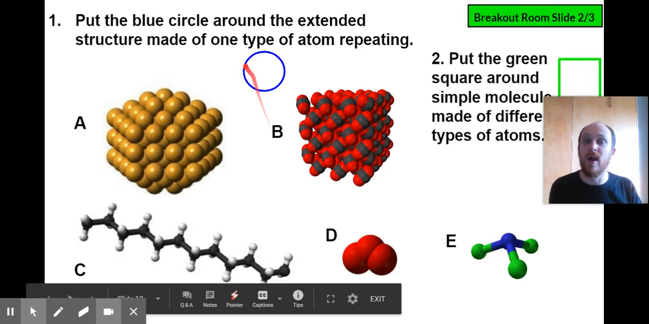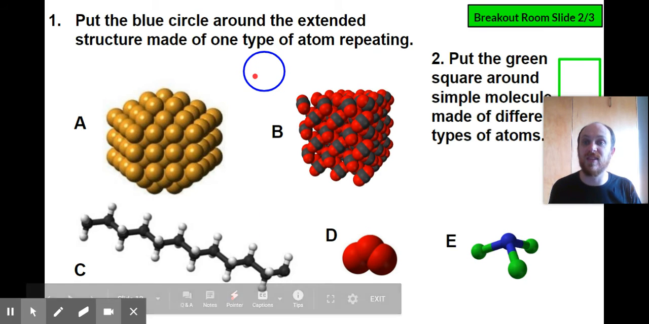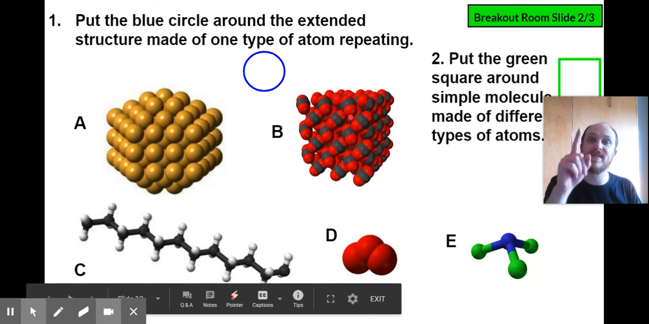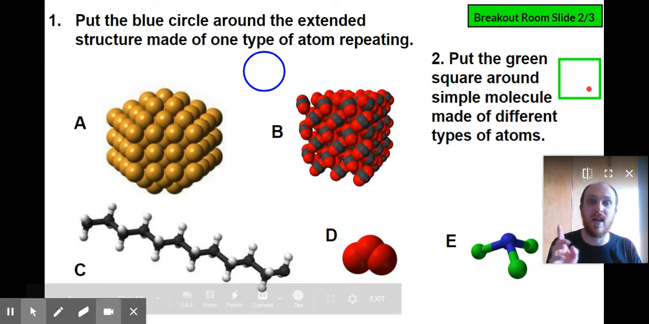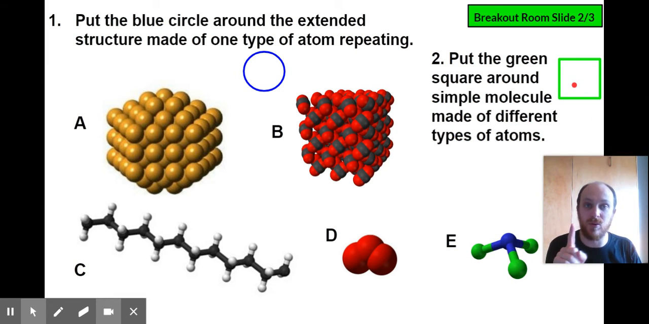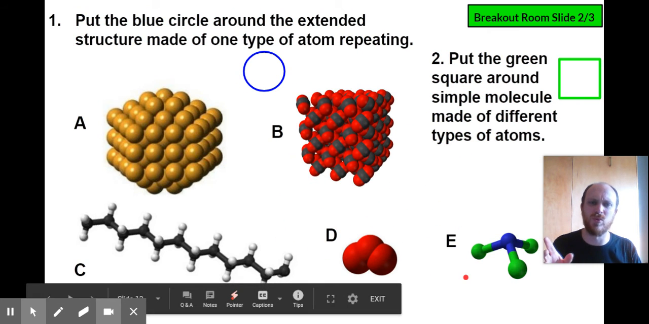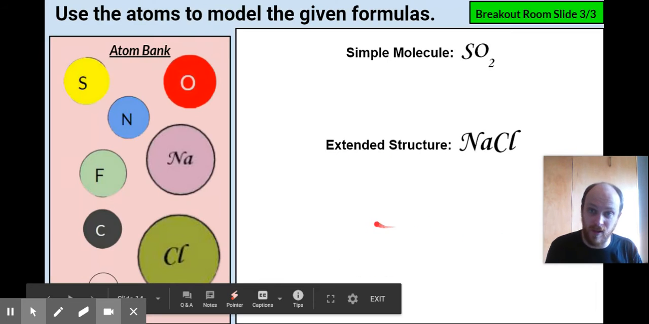Okay, so now I have a blue circle here. I want you to take that blue circle and put it around the extended structure, A, B, C, D, or E, made of one type of atom that repeats. And I want you to take this green box and put it around the simple molecule that's made of different types of atoms, different elements. You have to look at A, B, C, D, or E and say, this describes only one of them. Which one is it? Then for the last one, you're just doing straight modeling.